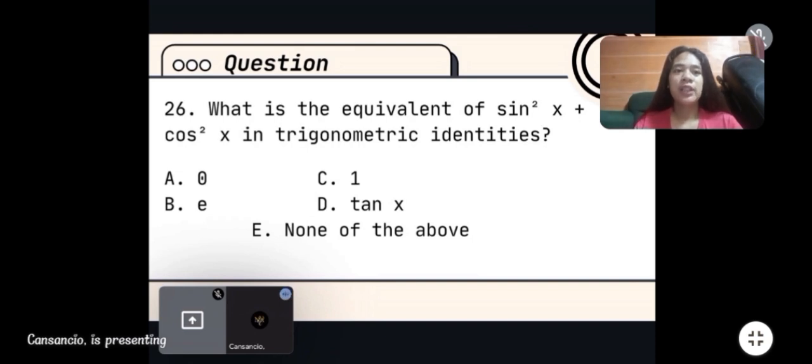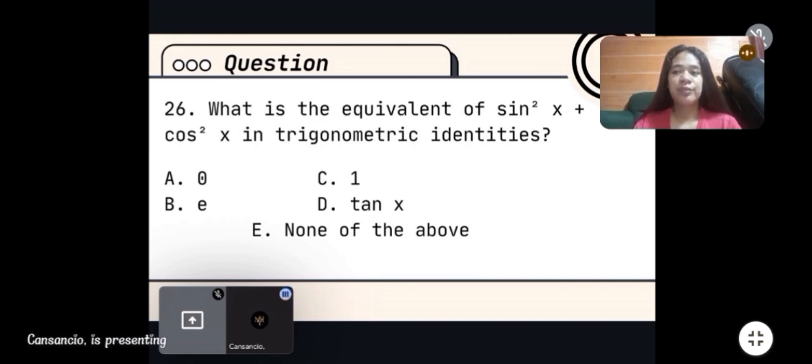Number 26. What is the equivalent of sin squared x plus cos squared x in trigonometric identities? A. 0, B. e, C. 1, D. tan x, or letter E, none of the above. So the correct answer is letter D, tan x.